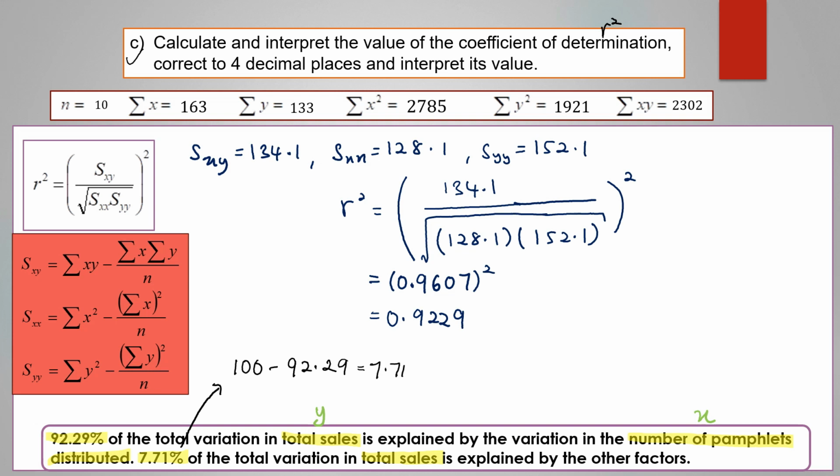So 7.71% of the total variation in total sales. Again, you need to substitute the word here with the variable Y. "Is explained by the other factors" will remain the same in any interpretation of R square. So actually, this is the pattern in order for you to interpret the R square.